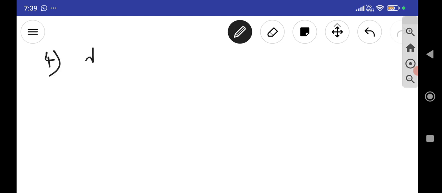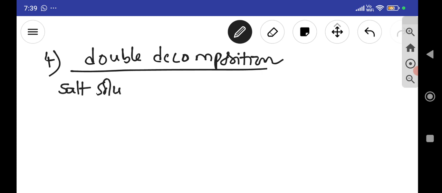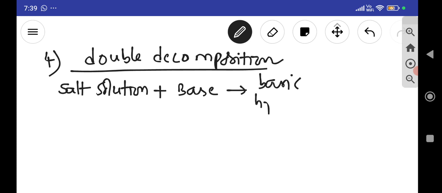Fourth one, double decomposition. So what is meant by double decomposition? The decomposition reaction is the breaking up of the respective ions. So if you write a salt solution with a base, you get a basic hydroxide, which is considered to be another base. So the basic hydroxide is another base and you get a salt. So this is the general equation.